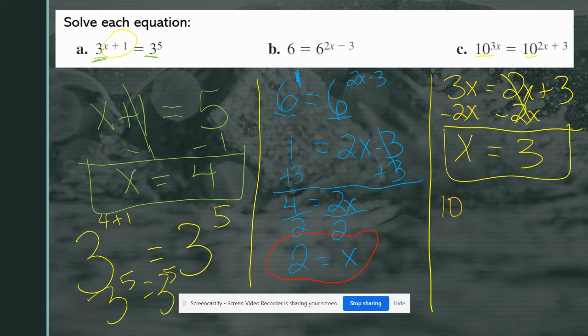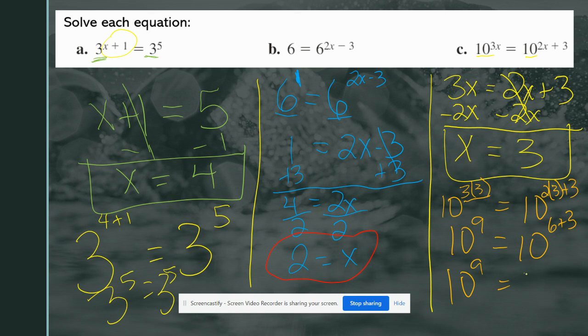We can double check that by plugging 3 in for the x on both sides. 3 times 3 is 9. 2 times 3 is 6. And then over here, 6 plus 3 is 9. 10 to the ninth is equal to 10 to the ninth, and that's true. So our x value is 3. Pause the video, take a couple of minutes, and try 1, 2, and 3 of the U-tries.